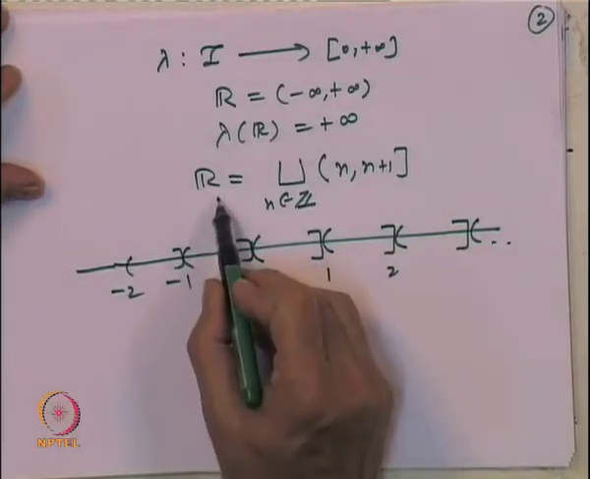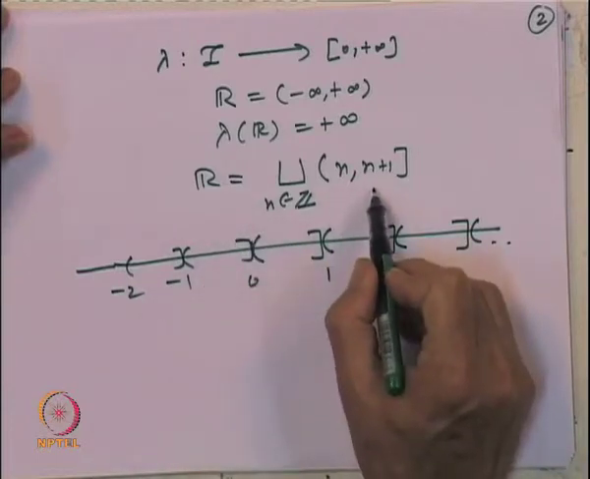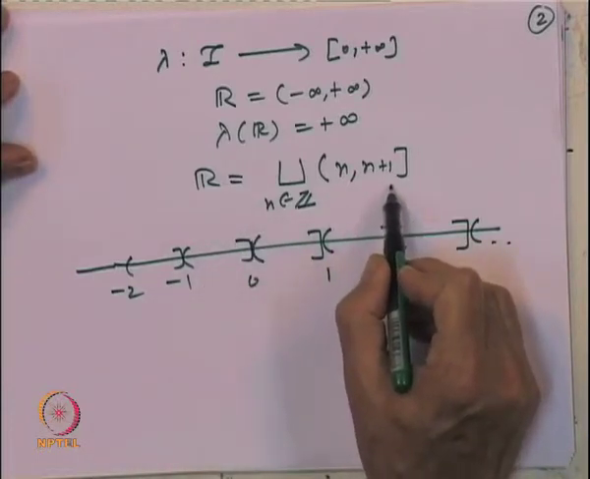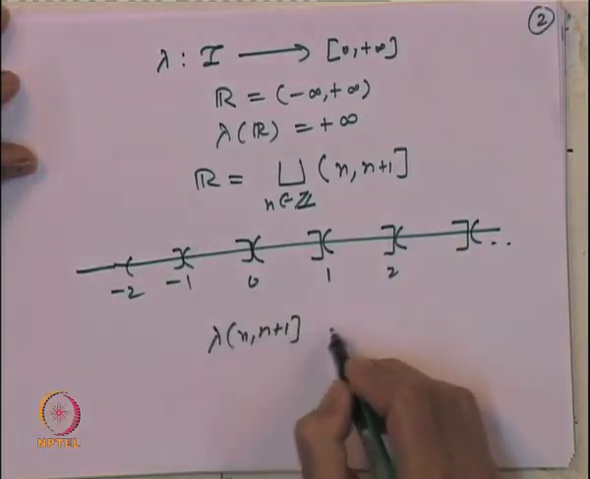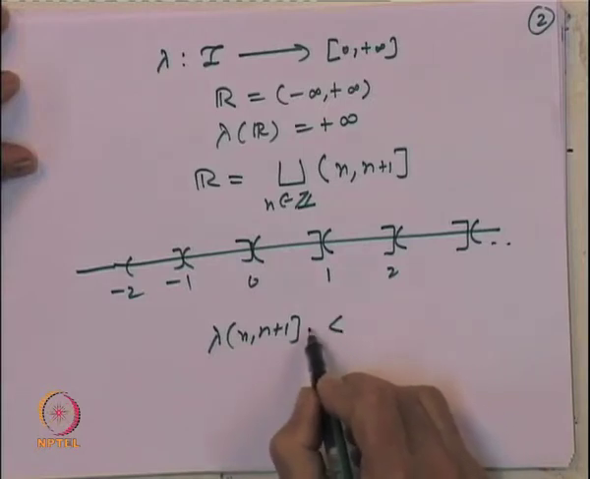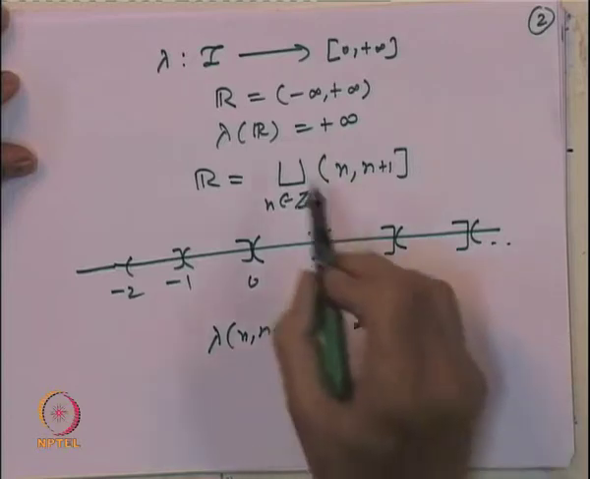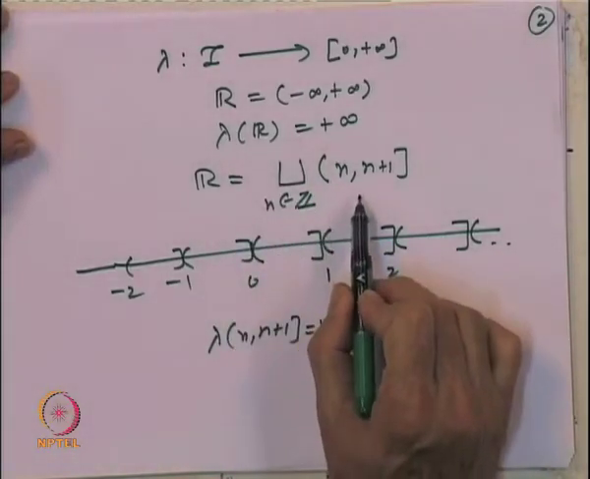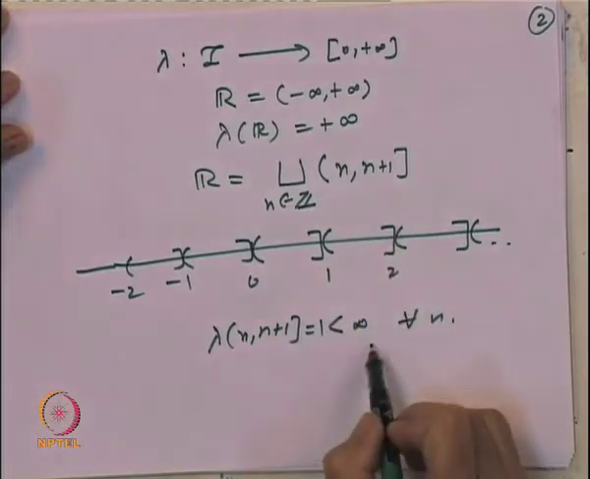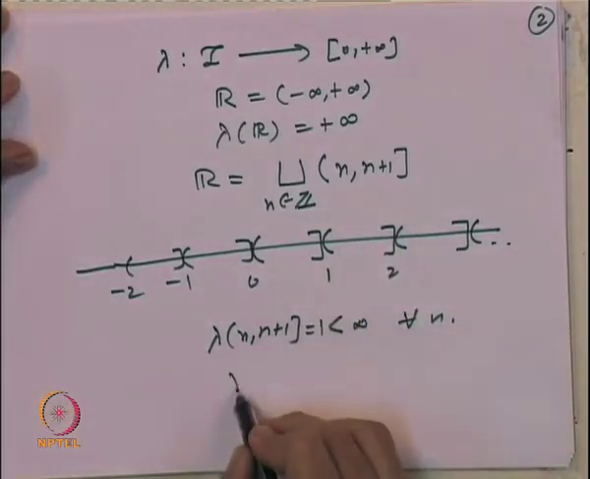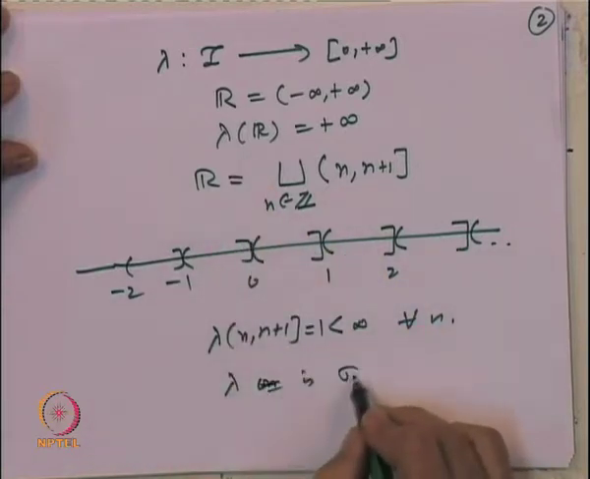So, we have cut up the real line, we have divided the real line into countably many disjoint pieces. Each one is an interval, and the length of n to n plus 1 for every n is equal to 1, which is less than, of course, infinity for every n. So, the whole real line is written as a countable disjoint union of intervals, each one having finite length. So, lambda on the class of intervals is sigma finite.